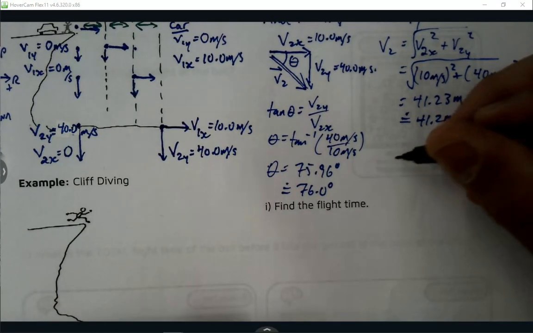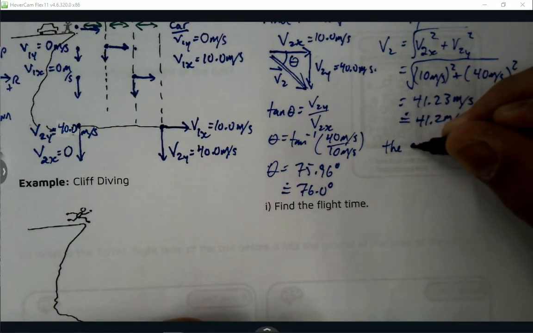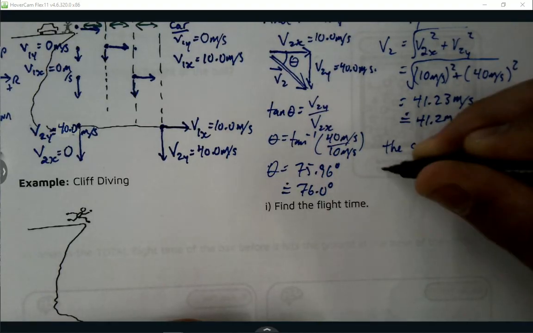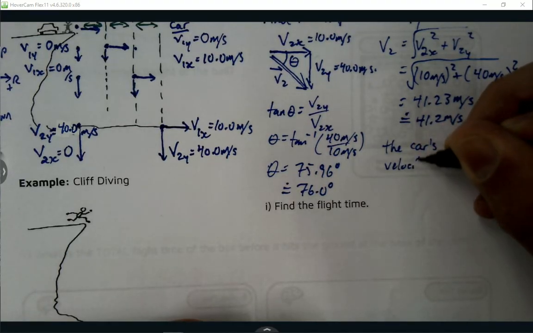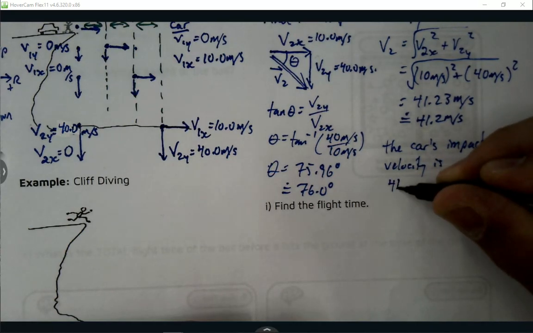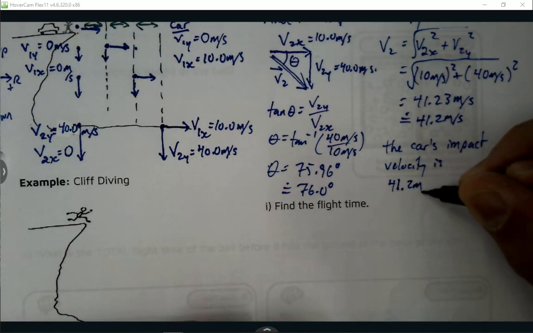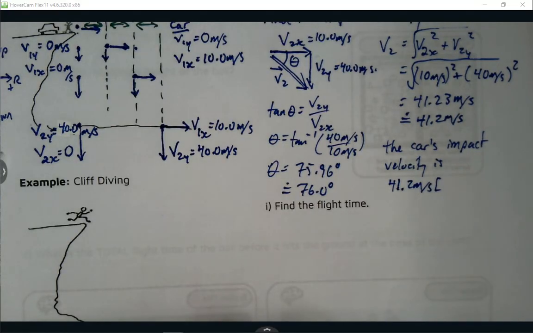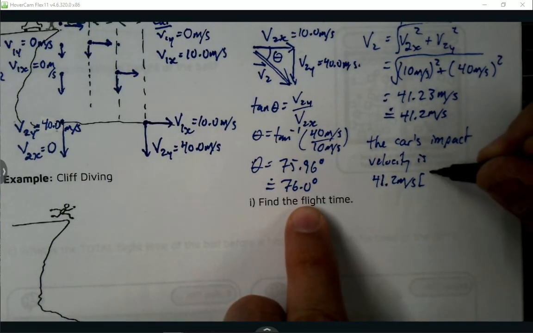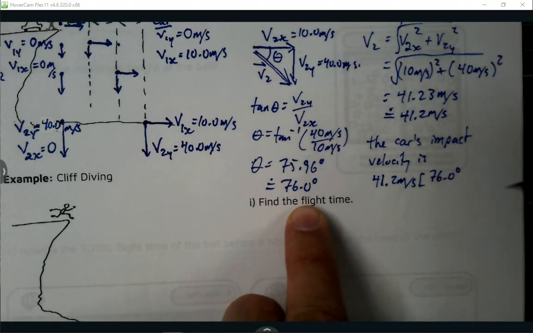And so I say, all right, well, the car's impact velocity is 41.2 meters per second. And the way that I'd express this, because it's a side view, it's not a north, south, east, west overhead view, the way that I'd express it is 76.0 degrees below horizontal.